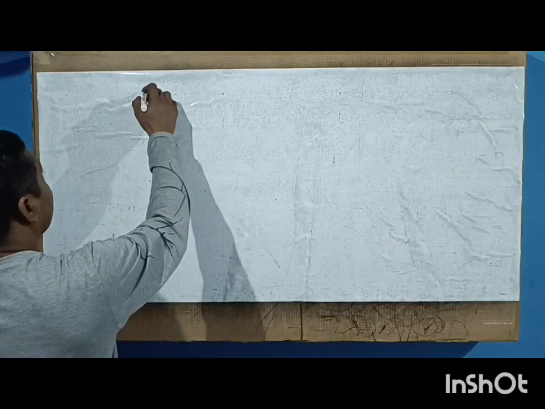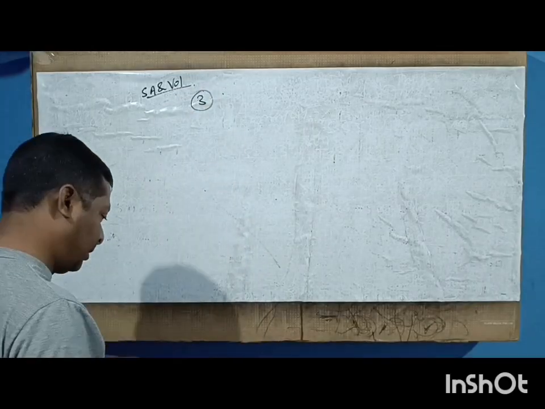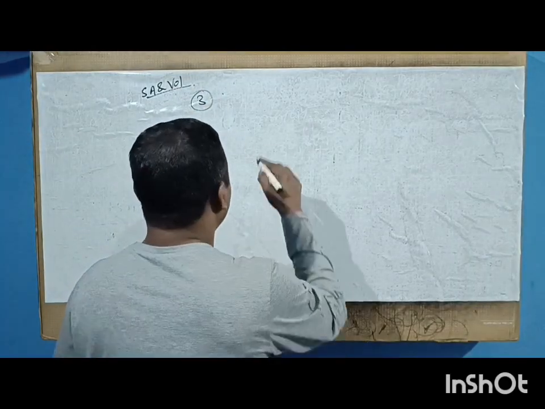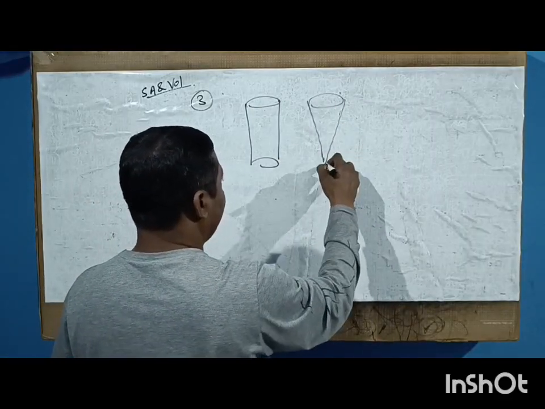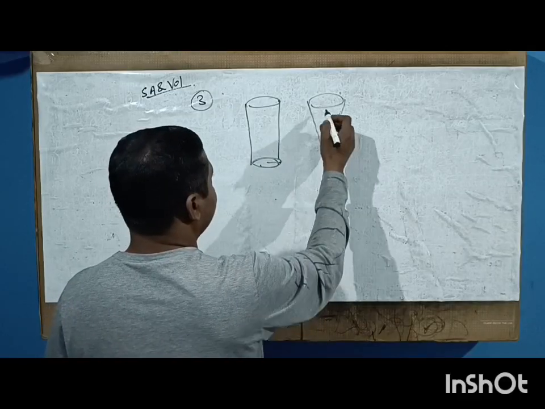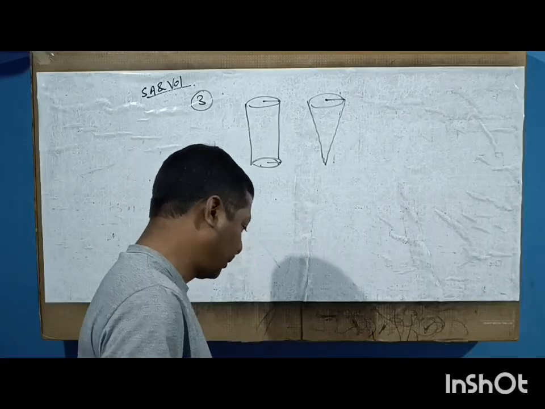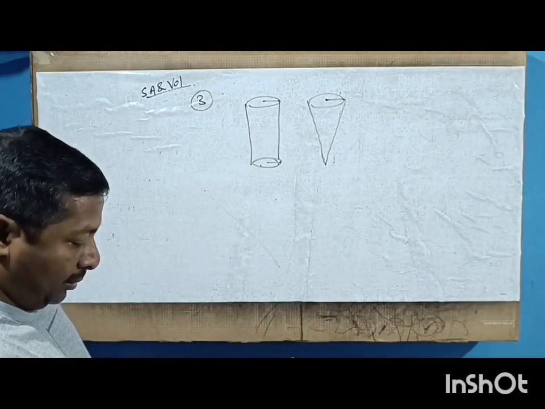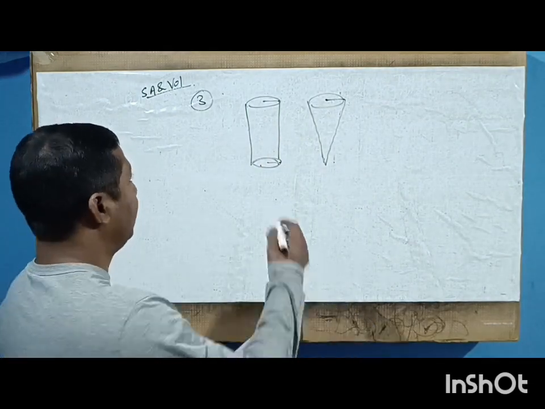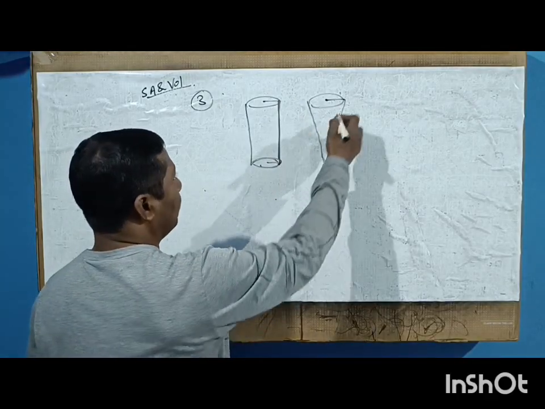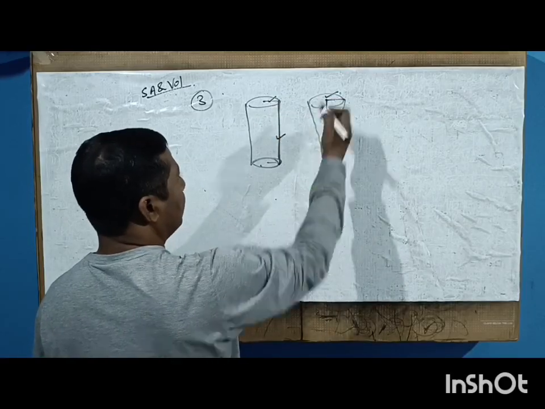Mixing number. Okay. Surface area and volume. Number 3. A right circular cylinder and a cone have the same base radius. These radii are the same. Cylinder and cone have equal bases and equal height also. This height is equal to this height, and this base is equal to this base.